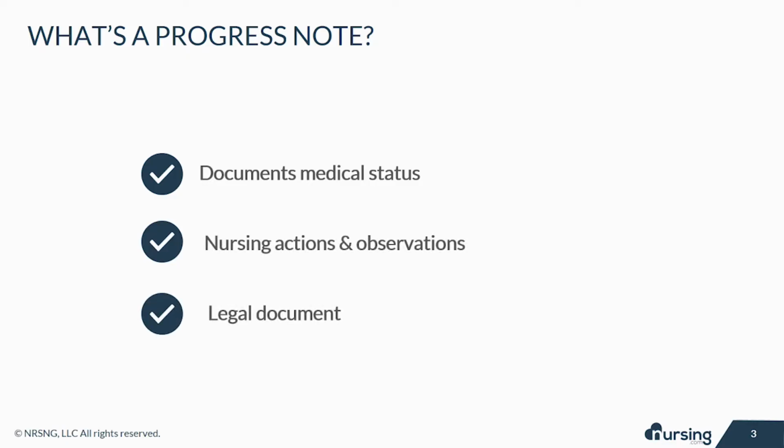Nursing progress notes document our patient's medical status. We document any assessments, care, and treatments that we performed on our shift, and the patient's progress and response to those actions. So the goal of the progress note is to write a chronological narrative of the shift, including any issues that you may have come across.